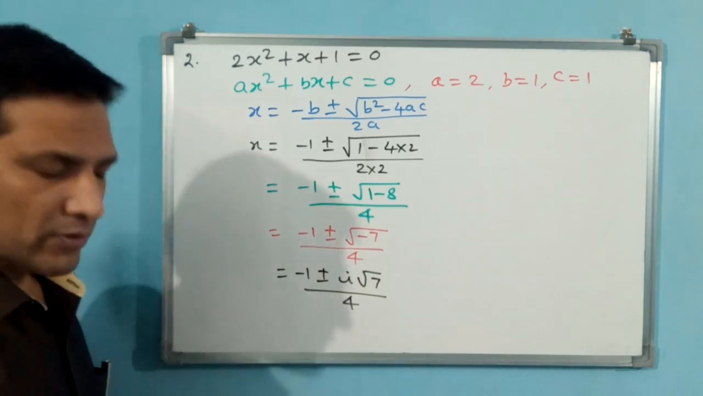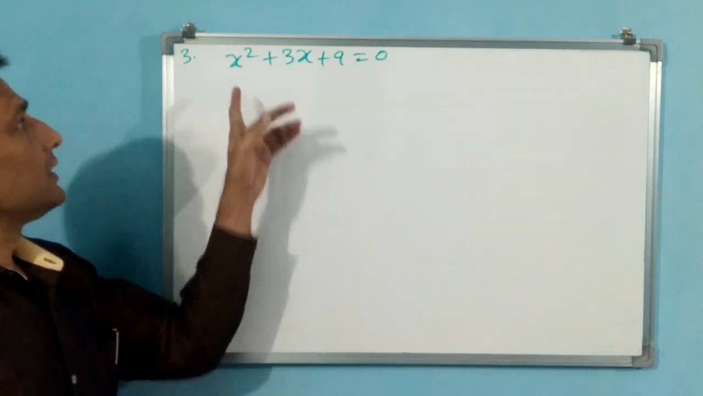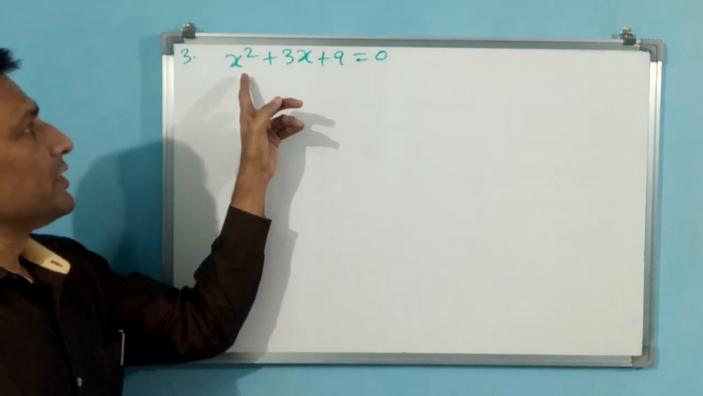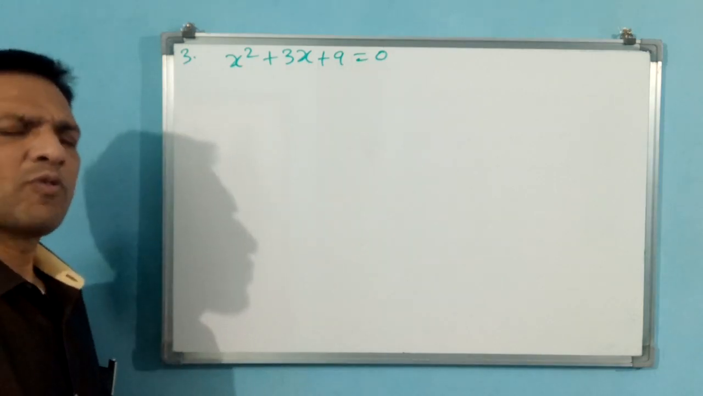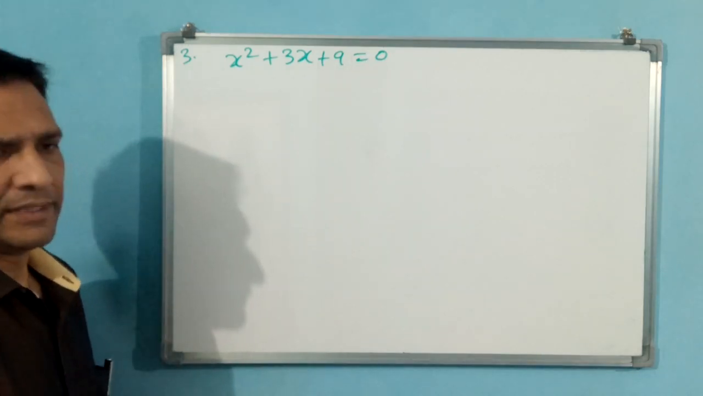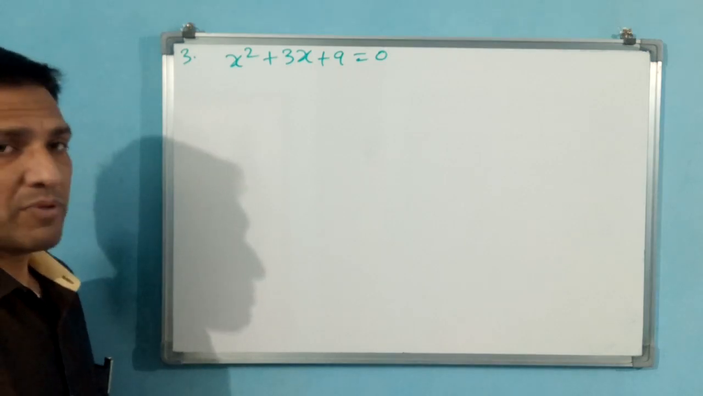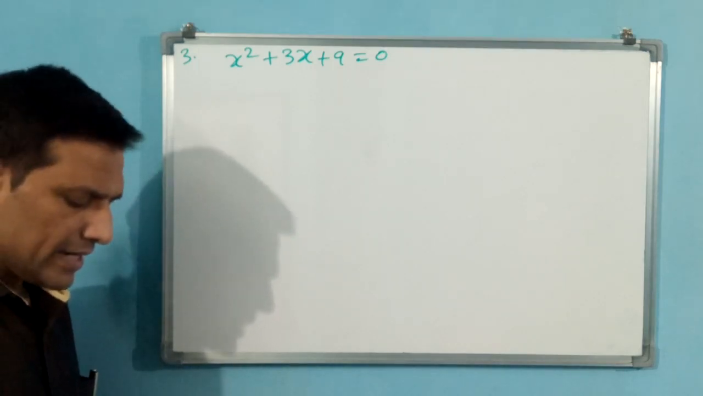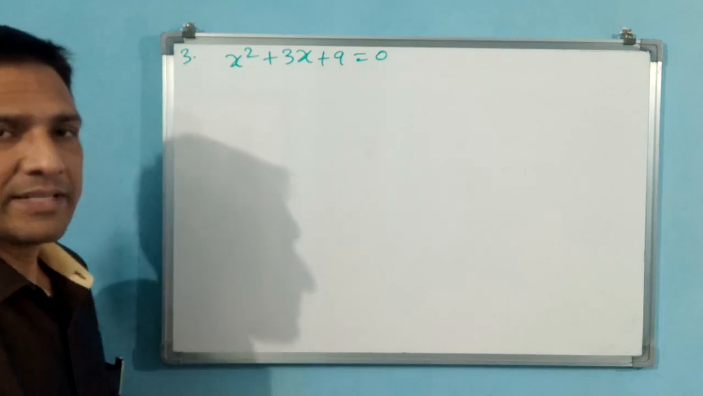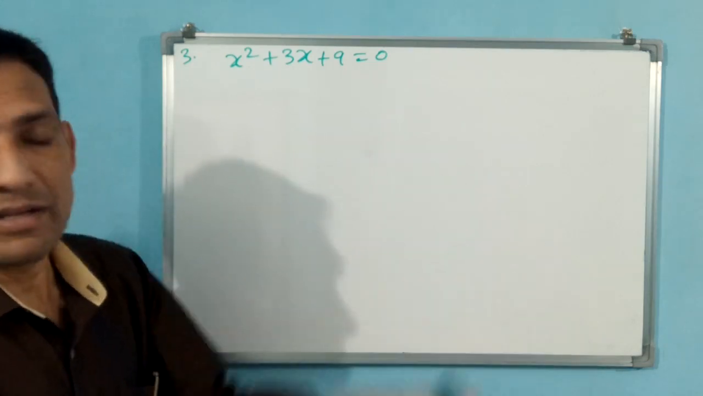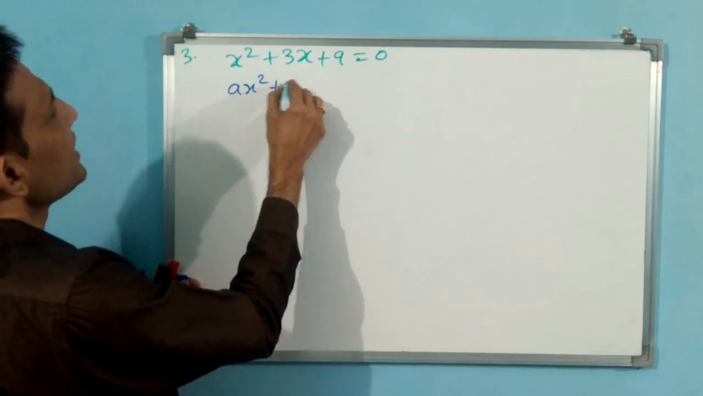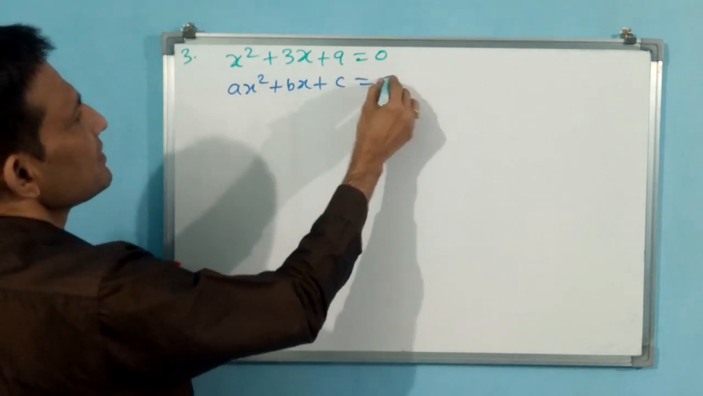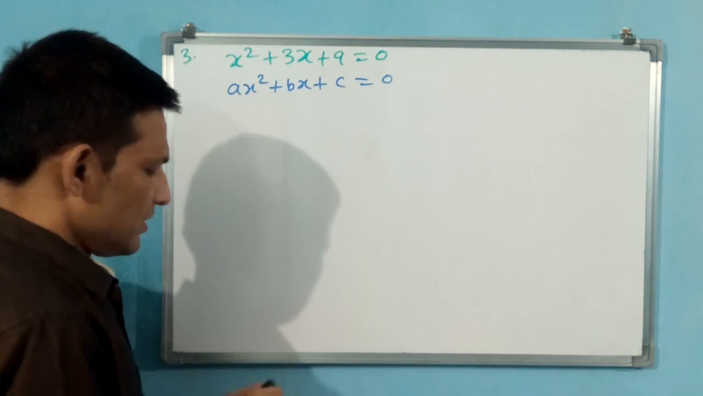Let us go for the third question. See the third question: x square plus 3x plus 9 is equal to 0. This we have to solve. That means we have to find the solution of x, and normally that may be in complex number form. Okay, let us write. First you write a standardized equation and compare and find A, B, C. Okay, you see, ax square plus bx plus c is equal to 0.